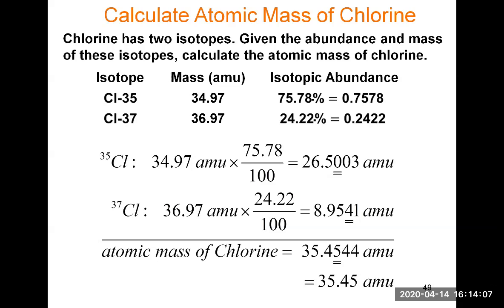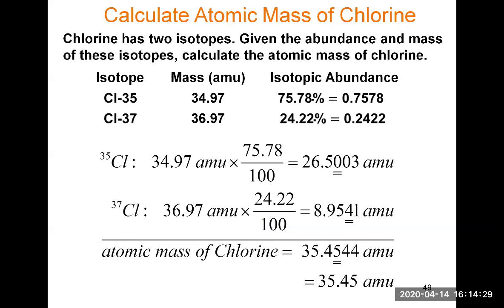You do the same thing with chlorine 37. Chlorine 37 also has 4 sig figs in the mass, 4 sig figs in the percentage, and 100 is exact. So this time you keep the 8, 9, 5, and 4. That's 4 sig figs.